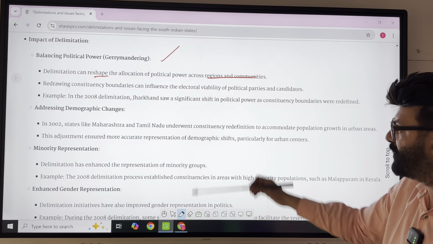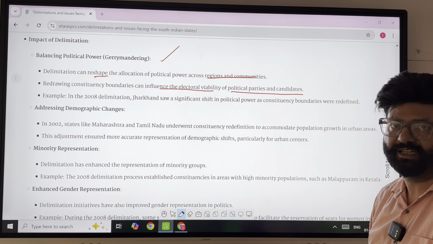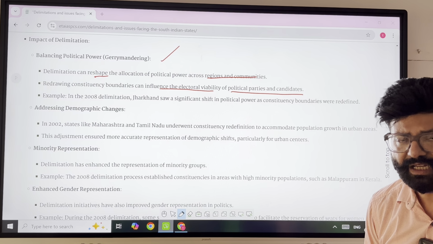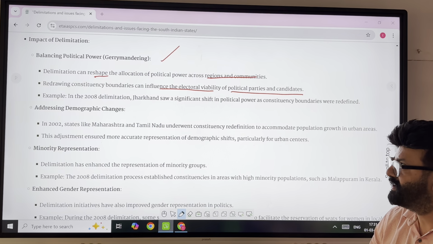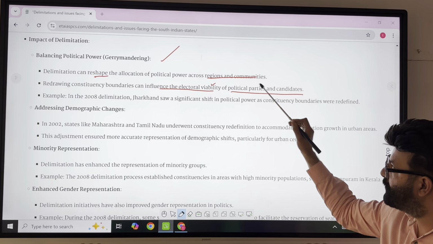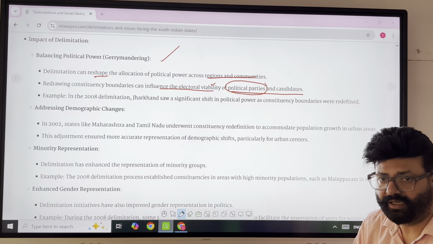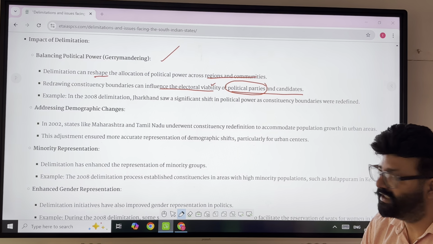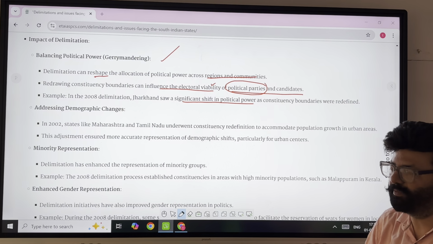Redrawing constituency boundaries can influence the electoral viability of political parties and candidates. Now let's say UP's population has increased manifold. So with UP's increase, the electoral viability of particular political parties and candidates will be more. For example, in the 2008 delimitation, Jharkhand saw a significant shift in political power.